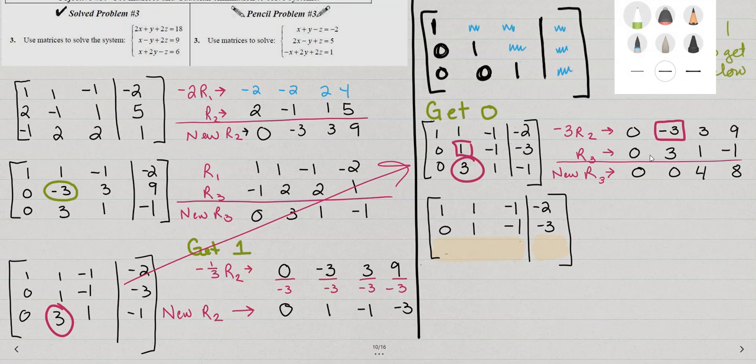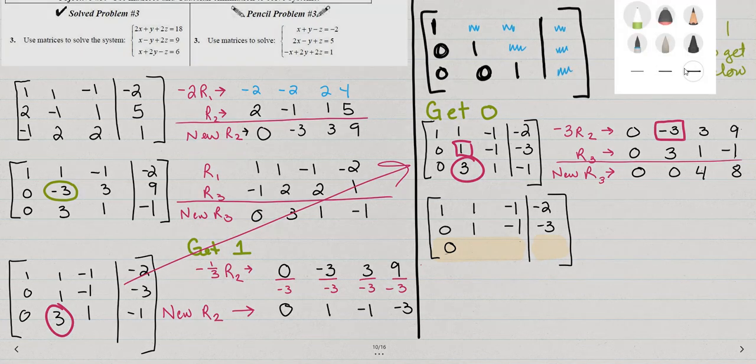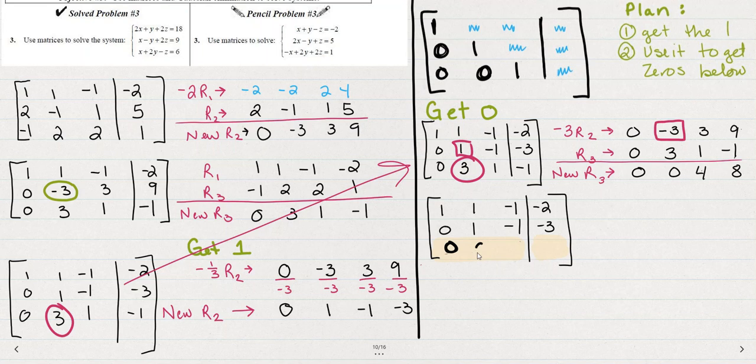Row 3 is 0, 3, 1, -1. Just copy those over. And now I'm going to add 0, -3 plus 3 is 0, 3 and 1 is 4, 9 and -1 is 8. So I can put that down here as my new row 3. My new row 3 is 0, 0, 4, 8.